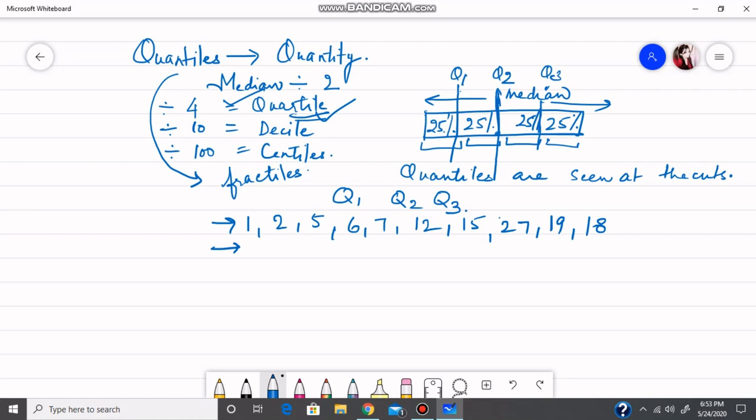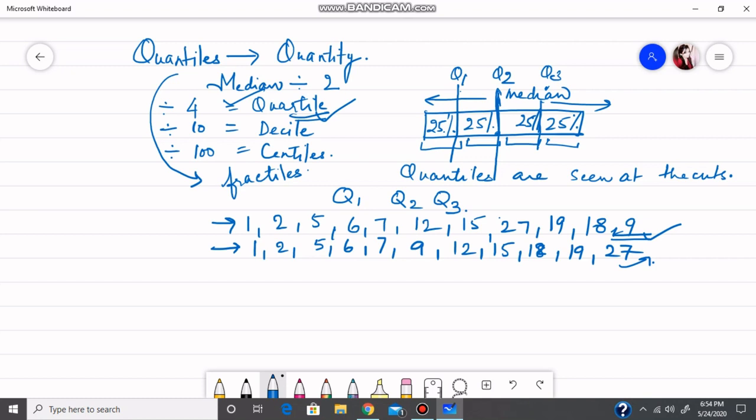I will be arranging it into ascending order. So 1, 2, 5, 6, 7, we have a 9 as well, 9, 12, 15, 18, 19 and 27. So till now we got this data set, and I have ordered it into ascending order. After I have done this, what I'll be doing is finding the median first.